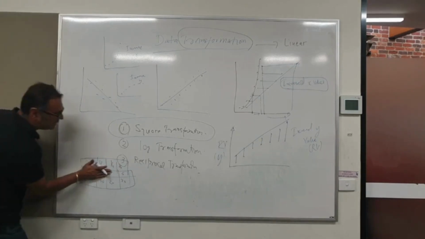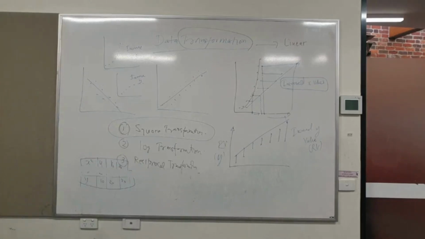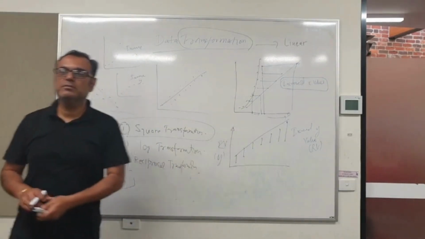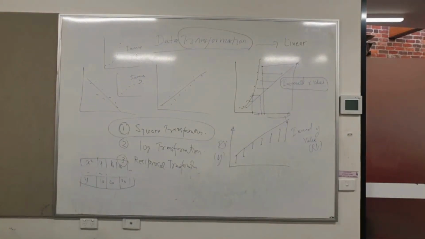And now you forget this in the middle. And now you create a scatter plot between the increased X value and the Y value, and you get a linear scatter plot. Did you get it?